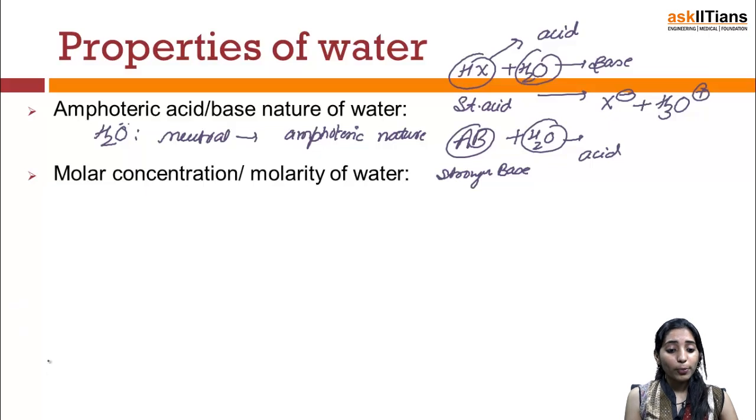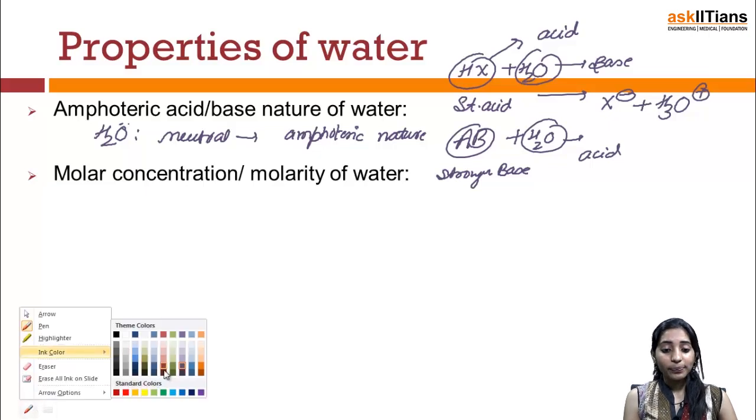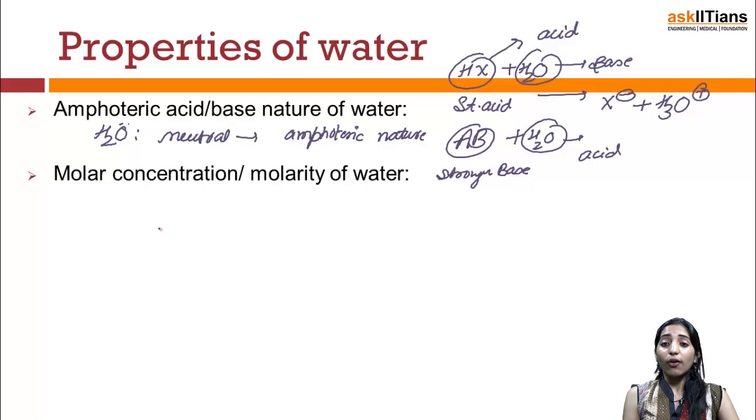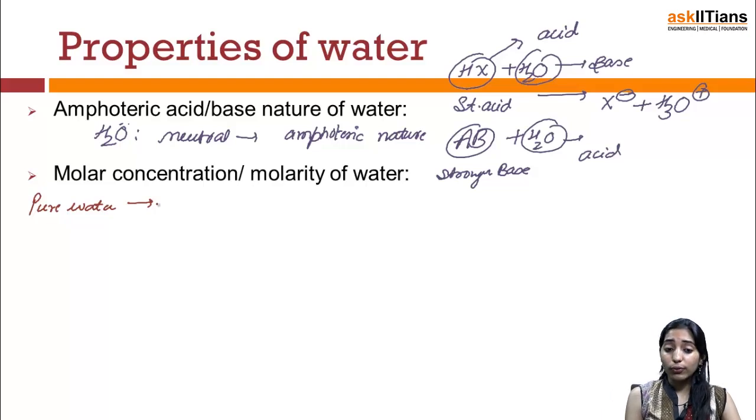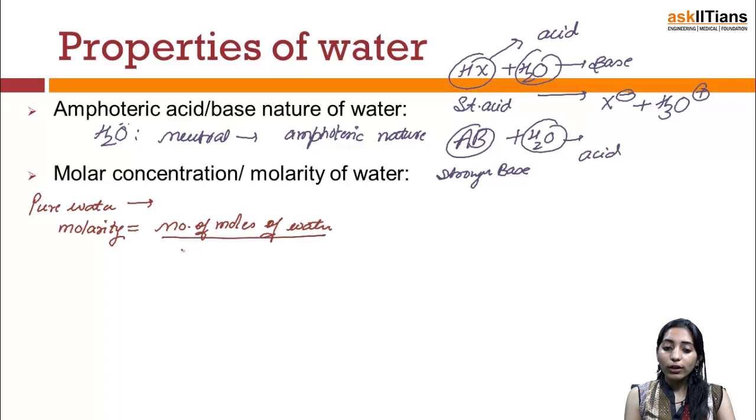Let's come over to the second property of water, which is the molar concentration or the molarity of water. So even if I am taking pure water, this pure water is found to have a certain concentration. Now how do we define the concentration? Let us define the concentration in terms of molarity, which is the number of moles of water by the volume of solution in liters.